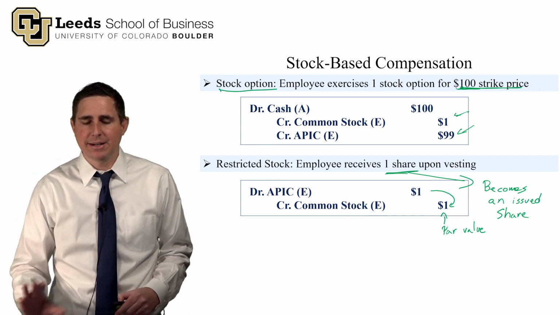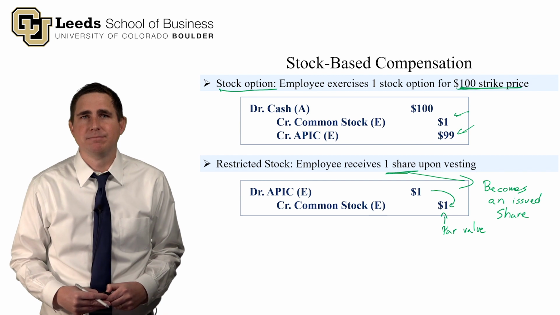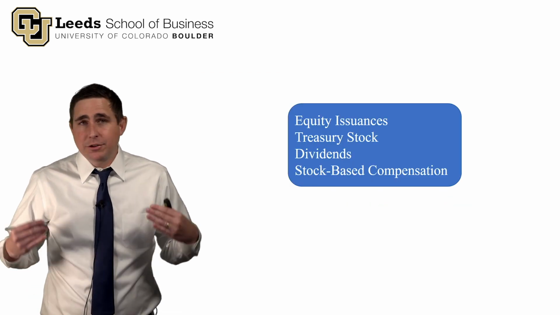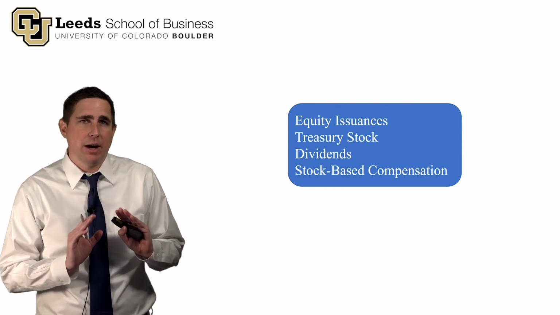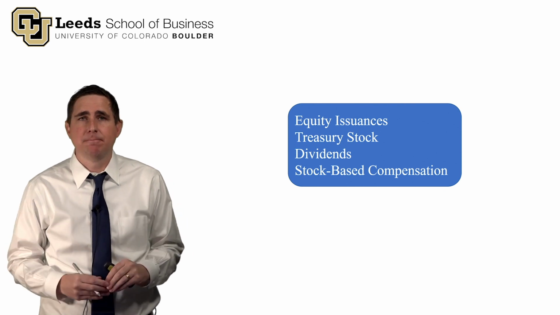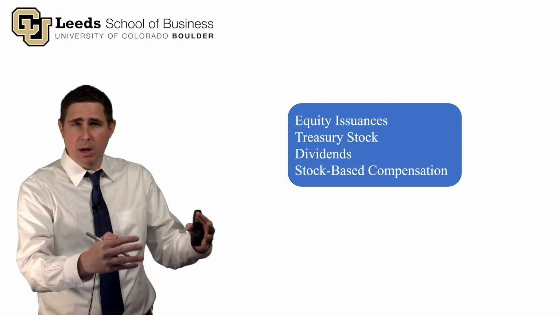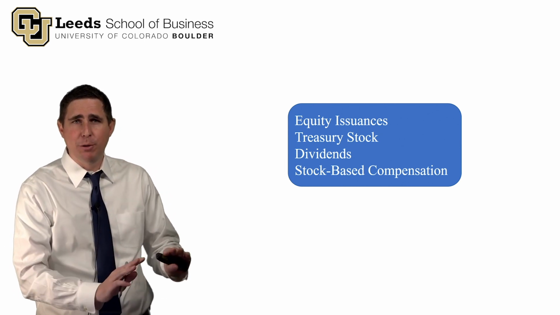Okay, so that is the end of how to account for stock-based compensation. So we've gone just through 4 different types of equity transactions. We talked about accounting for equity issuance. We talked about treasury stock or repurchasing your own stock, accounting for a dividend, which is giving money to equity investors, and stock-based compensation, which is compensating your employees with stock.